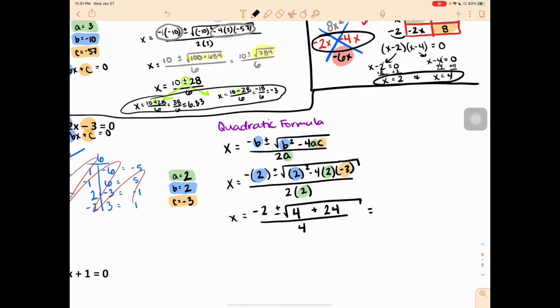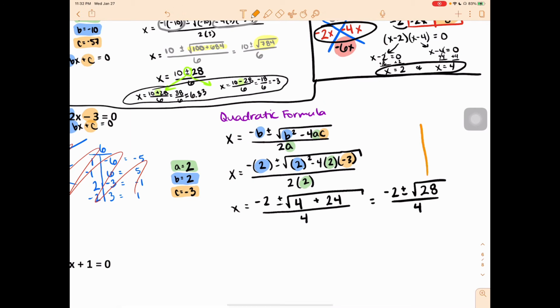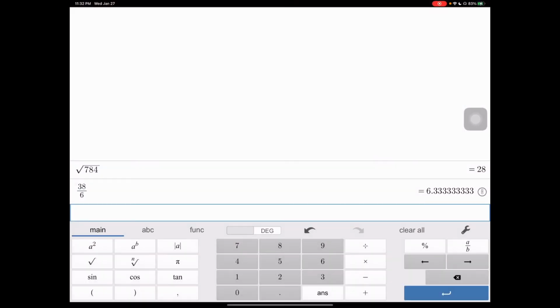So now all that we can simplify inside is the -2 plus or minus root 28 all over 4. Now, we have to write it in exact form and approximate form. So what we can do here is see, is root 28 a perfect square? Okay, so let's go and plug it into Desmos. We'll do the square root of 28. It is not a perfect square.